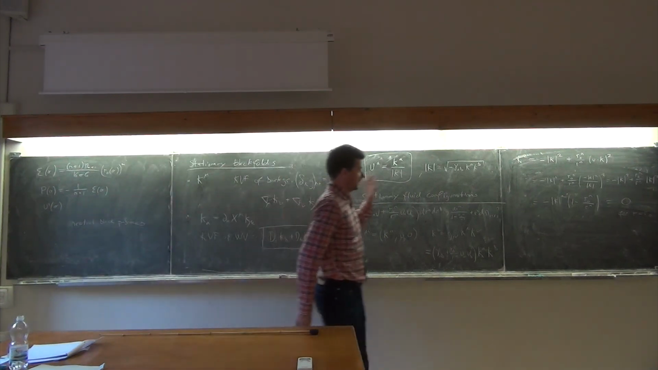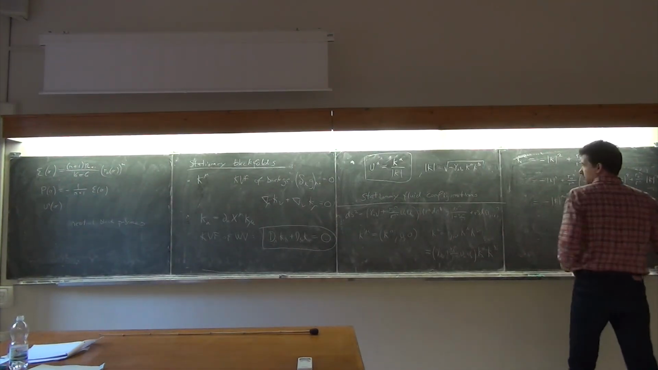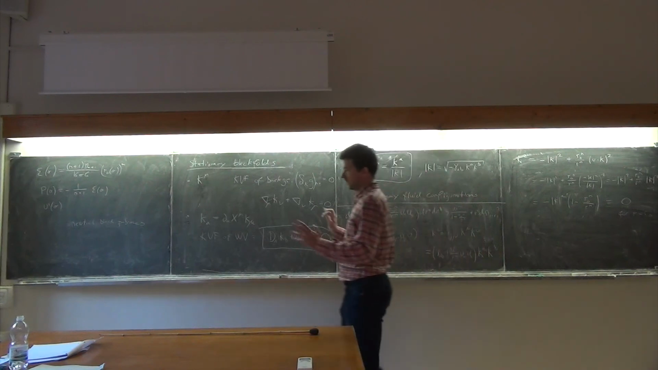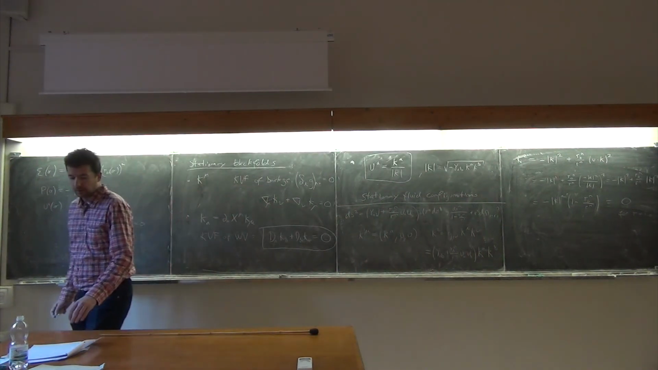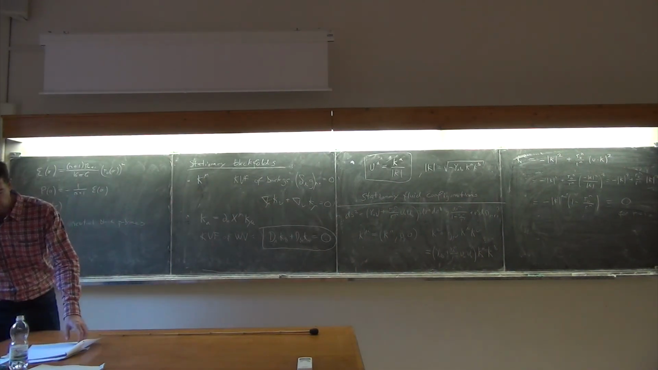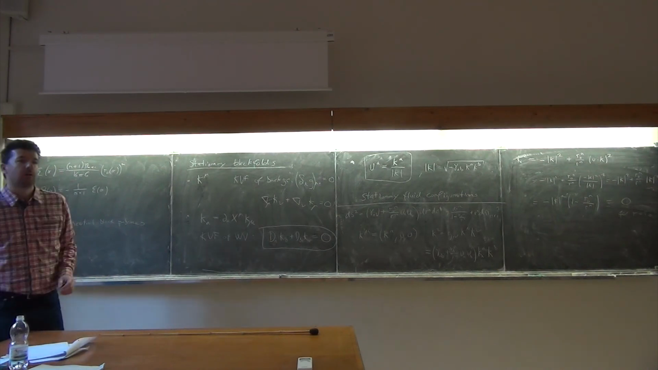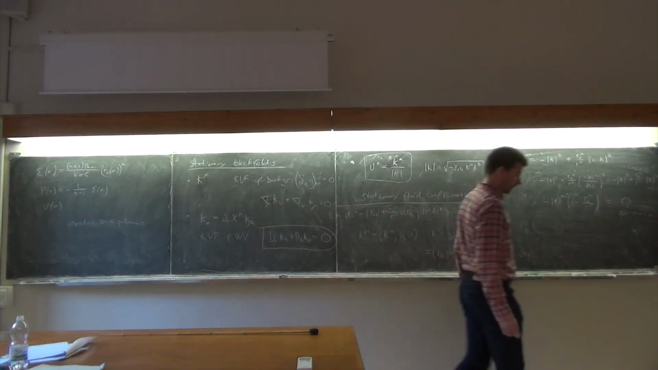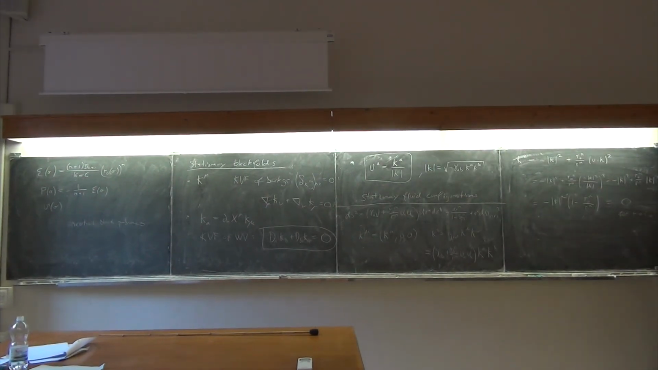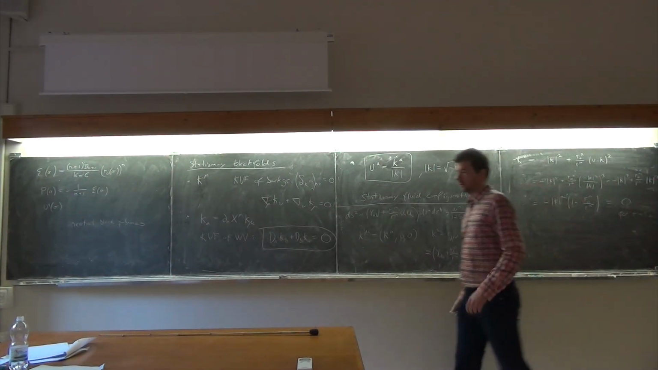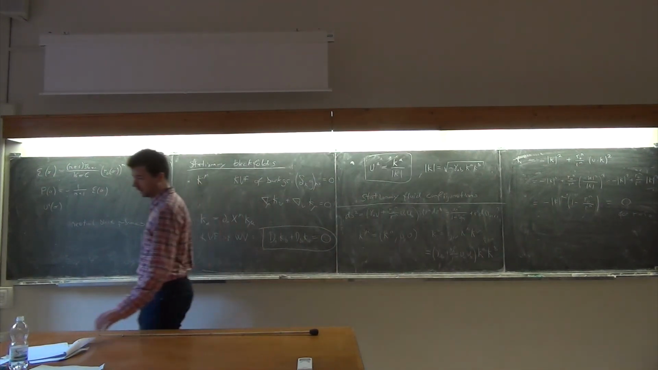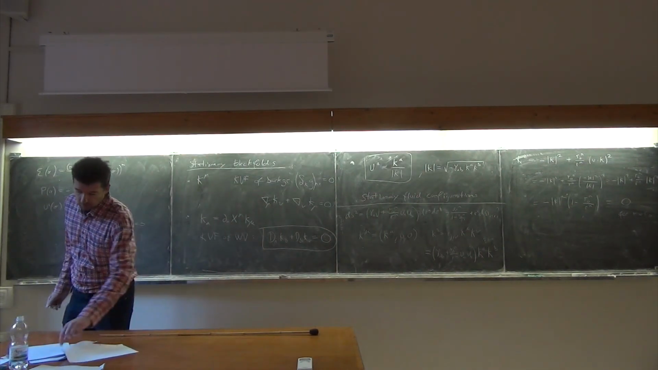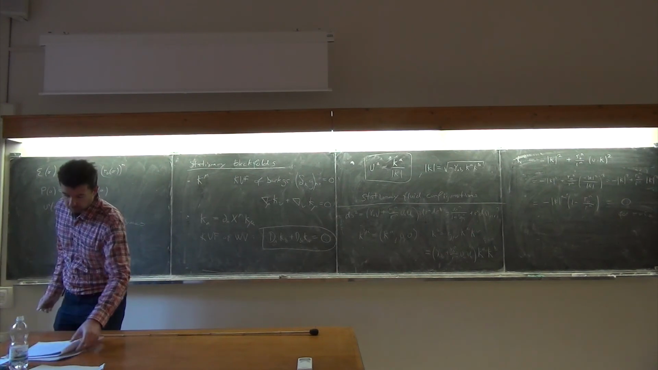So the existence of such a Killing vector field is what defines a stationary black hole, and it's also a necessary condition to have a black hole, because then you have a Killing horizon.